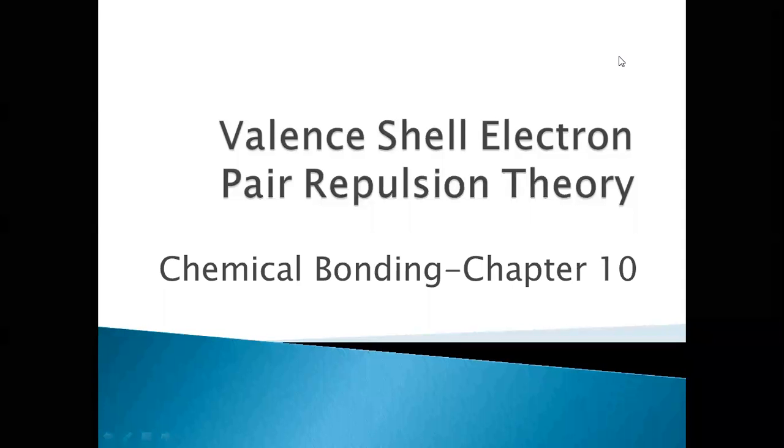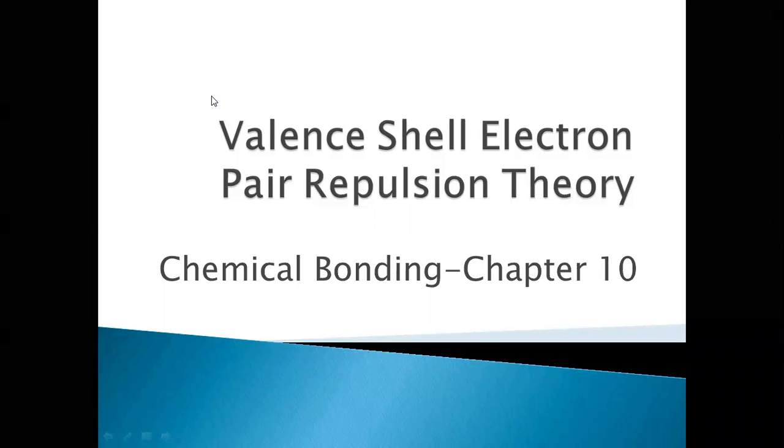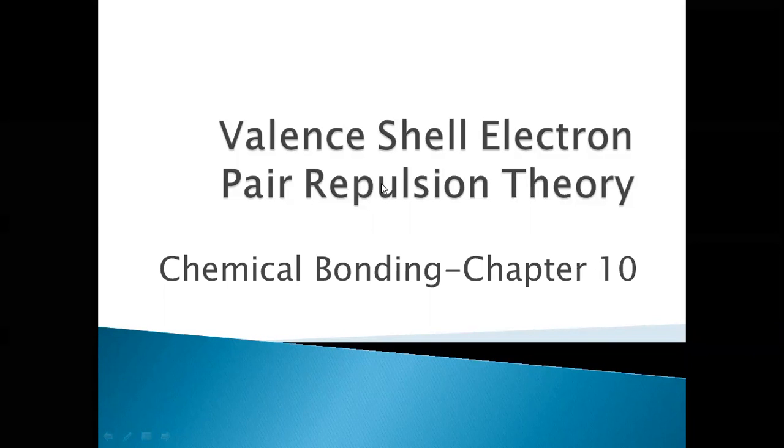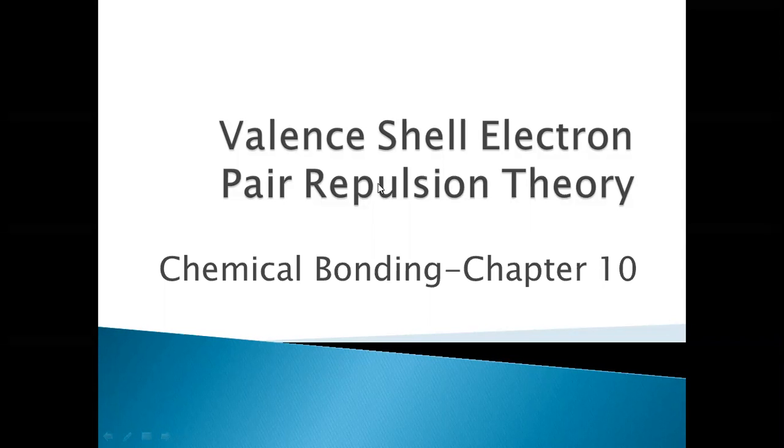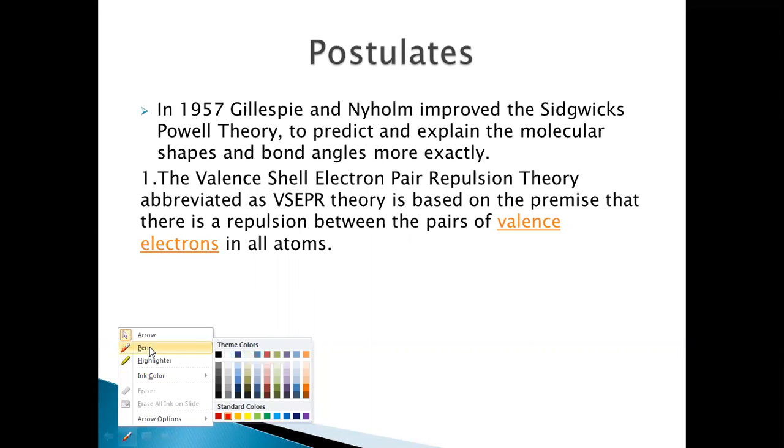Yeah, in this video, I'm going to discuss the VSEPR theory, or the valence shell electron pair repulsion theory. This is from the degree first semester syllabus, the 10th chapter, chemical bonding. In my previous videos, I have dealt with the Lewis theory and the Sidgwick-Powell theory and their limitations. Now, let's deal with the VSEPR theory, which is very important and an easy topic too.